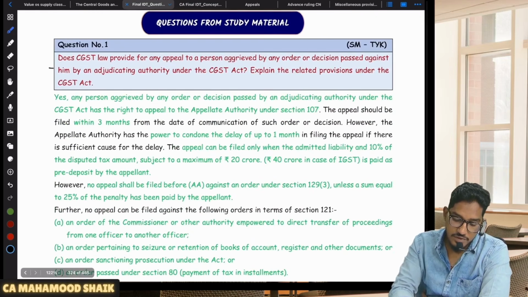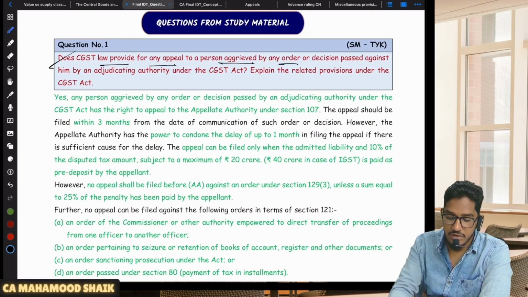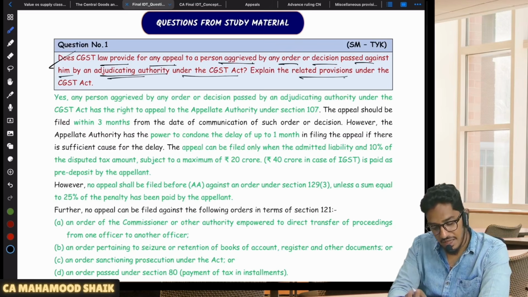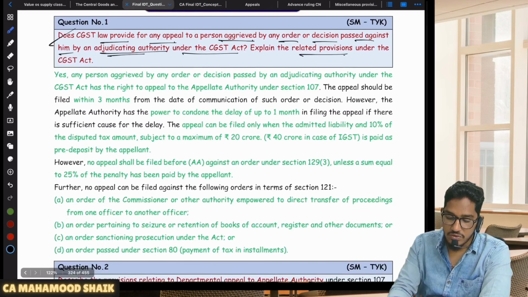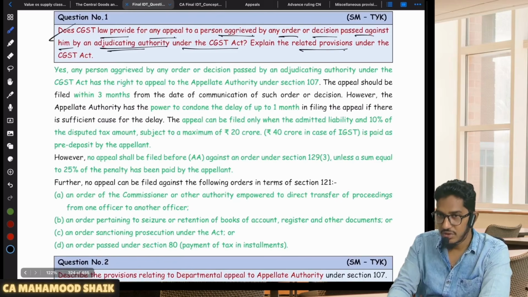So if you come here: does CGST law provide for any appeal to a person aggrieved by an order or decision passed against him by an adjudicating authority under the CGST Act? Explain the related provisions under the Act. Did the Act give you power to go for appeal, to challenge it? Yes. If any adjudicating authority order or decision is there, we can challenge it. We can go to the appellate tribunal. We can go to the appellate authority first.